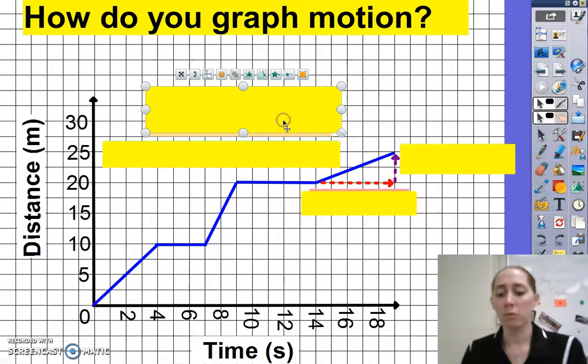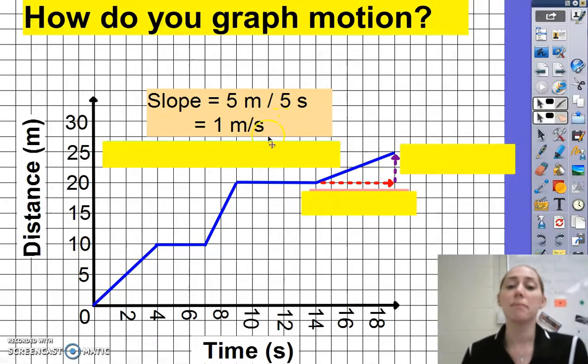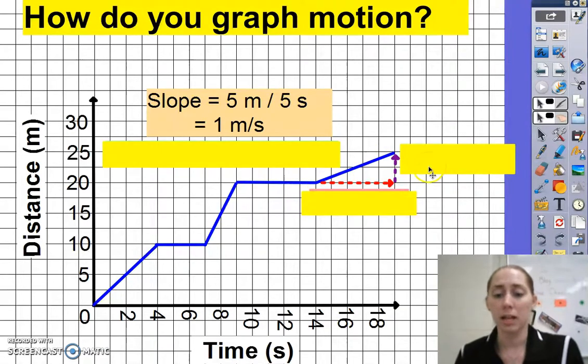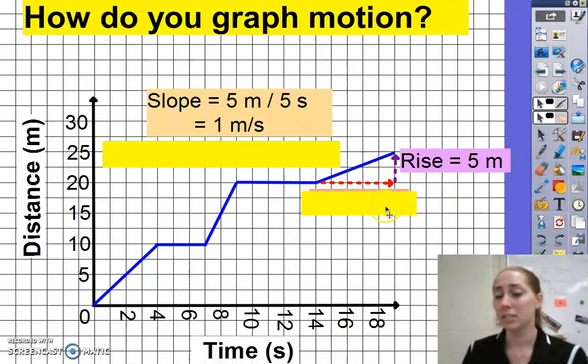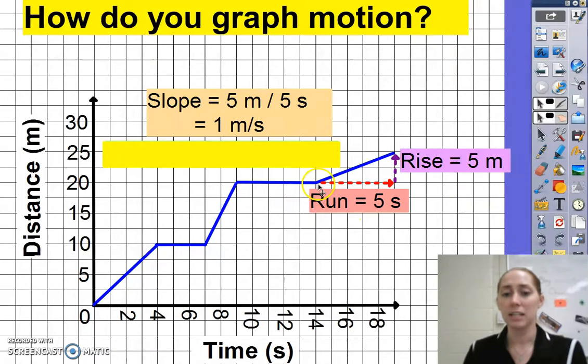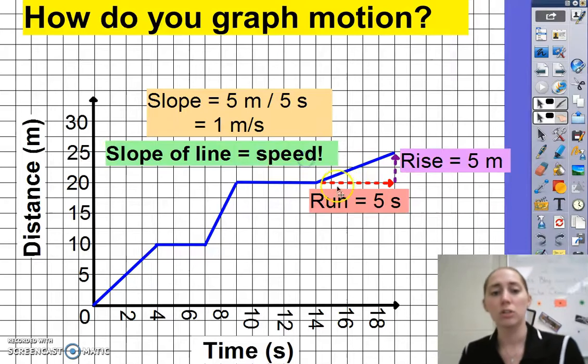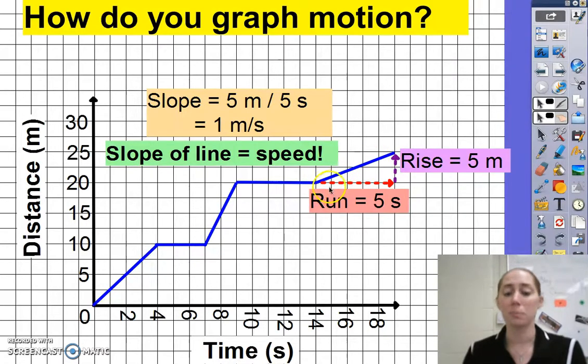From there, what I want to do is calculate my slope of a line, because the slope of the line will tell me what my speed is for that time period. So just like you've done in math class, you do rise over run, so 5 meters divided by 5 seconds. The speed of this section of time is 1 meter per second. So your slope of the line equals the speed.